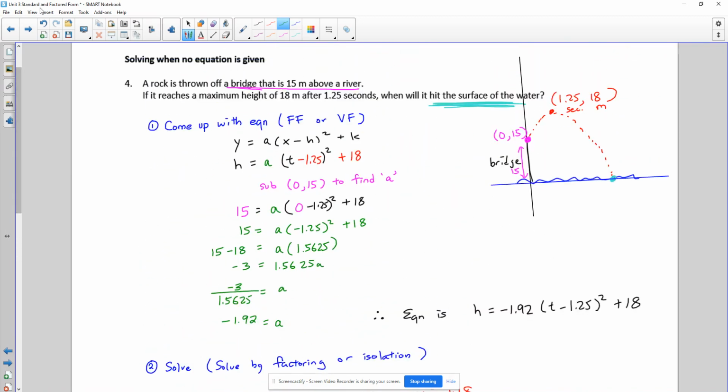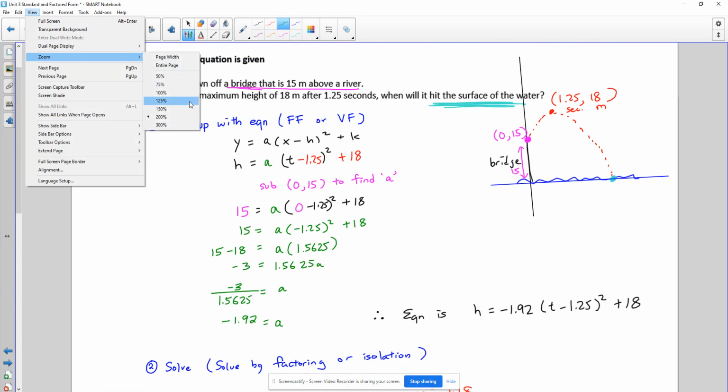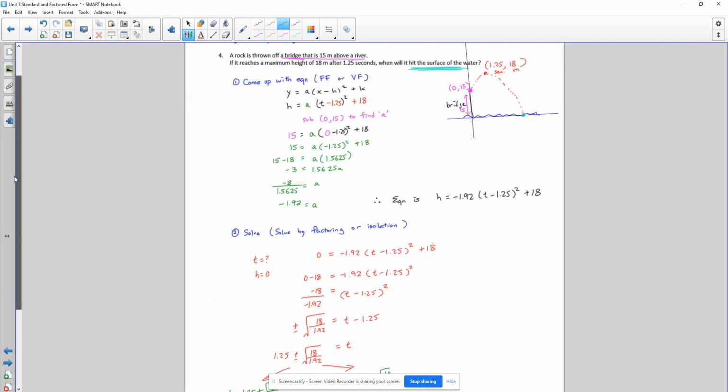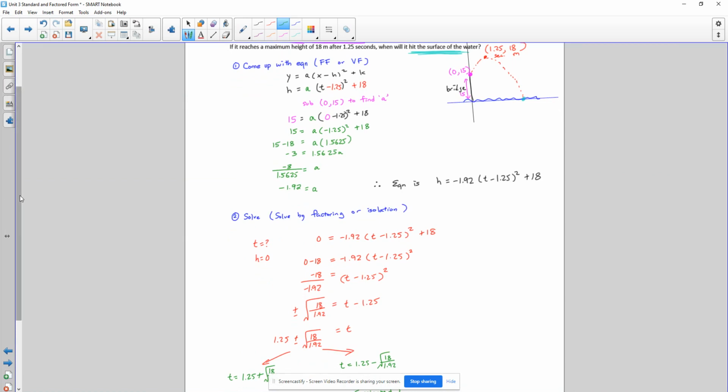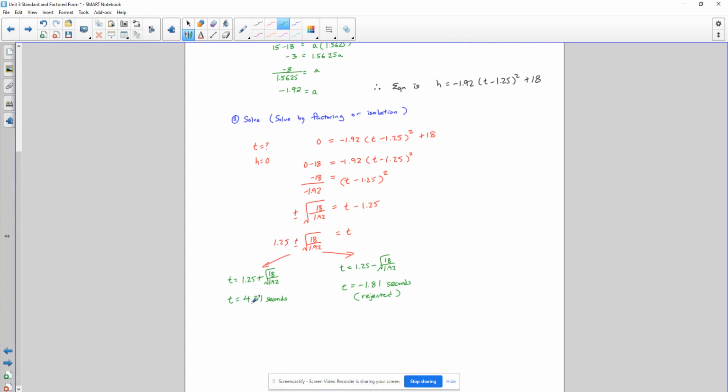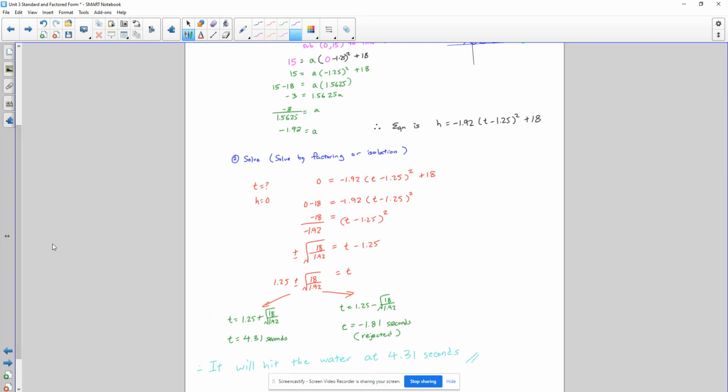Okay, so to answer this question, when will the rock hit the surface of the water? It will hit the surface of the water at 4.31 seconds. Okay, so hopefully that lesson was very clear on how to do things. If not, feel free to email me.